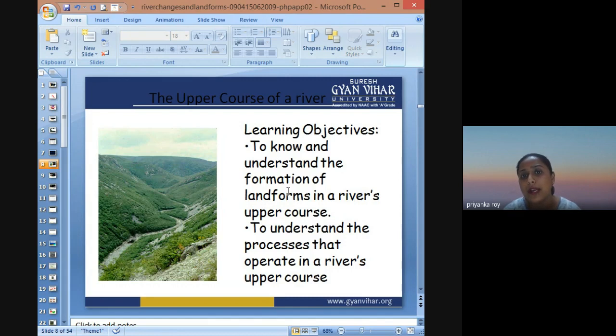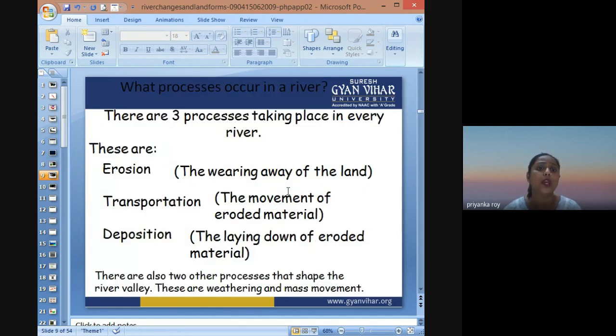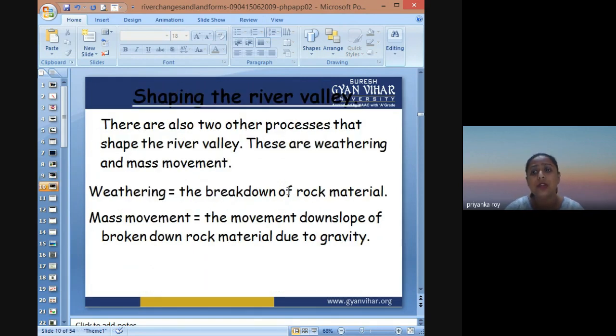Now, you need to understand the formation of landforms in the upper course of the river to understand the processes operating on the river in the upper course. There are three processes taking place in this area: erosion, transportation, and deposition. All these processes shape the river valleys. There are also two other processes that shape the river valley: weathering and mass movement.